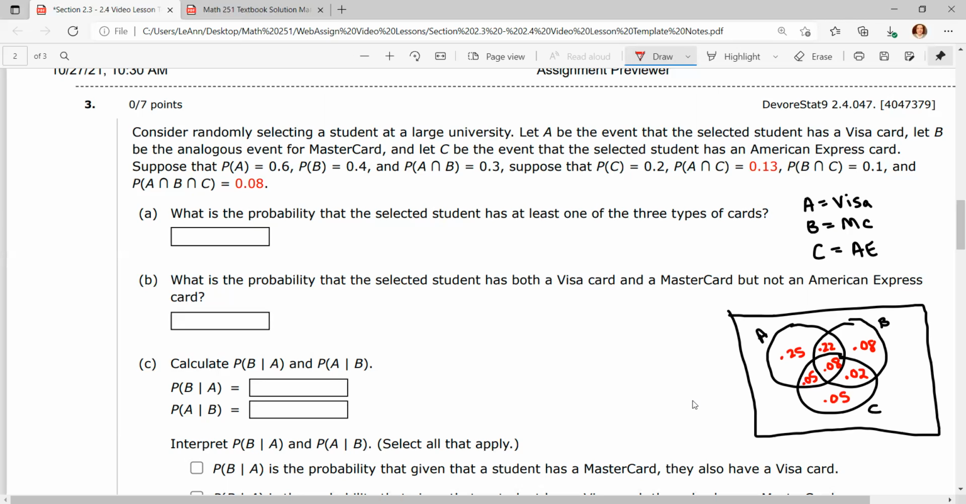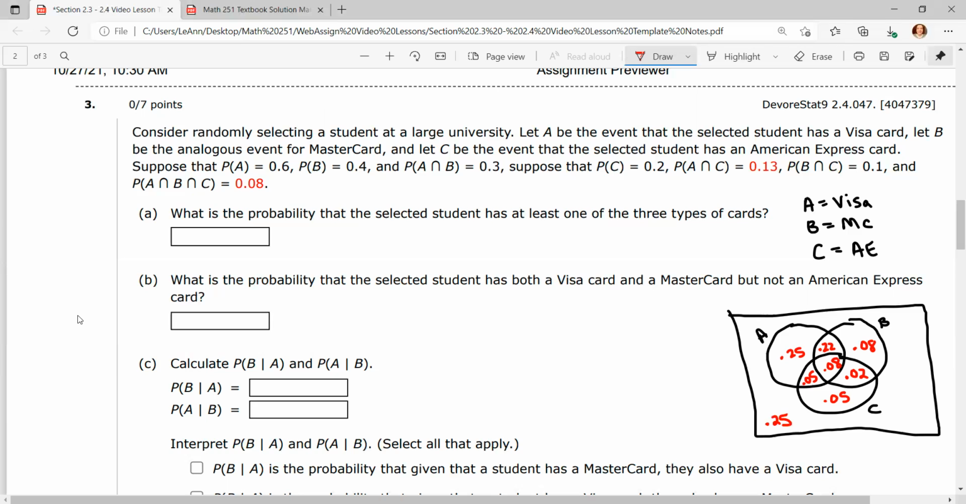Now, very carefully, I'm going to add up all of those interior pieces of my Venn diagram, and we're going to subtract it from 1 to figure out what's on the outside, which is students who don't have any of these cards. So we're going to subtract 0.25 from 1, minus 0.22, minus 0.08, minus another 0.08, minus 0.02, minus 0.05, minus one more 0.05. And that comes up with a leftover amount of 0.25. There's all of my probabilities.